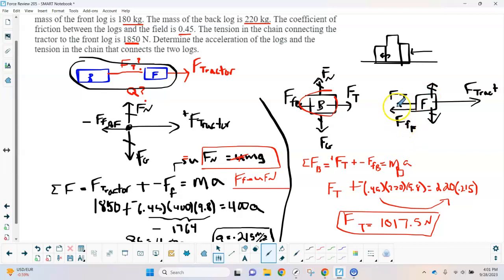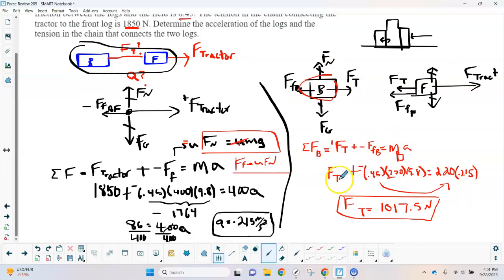And again, if you're not confident in that answer, go ahead and check it in this one. So you can put the tension is this 1,017.5. And then, you know, the tractor pull is 1850, and you could solve for the force of friction on the front log, but you'd have to do this kind of work with just the 180 number instead of the 220, but it does work out. It gets you the same thing, so that's a good feeling. So that is all of the force review. So hopefully that was helpful, and if you have any questions, just reach out.